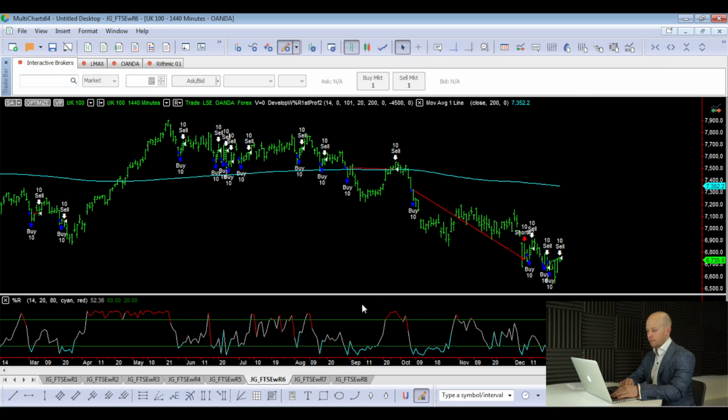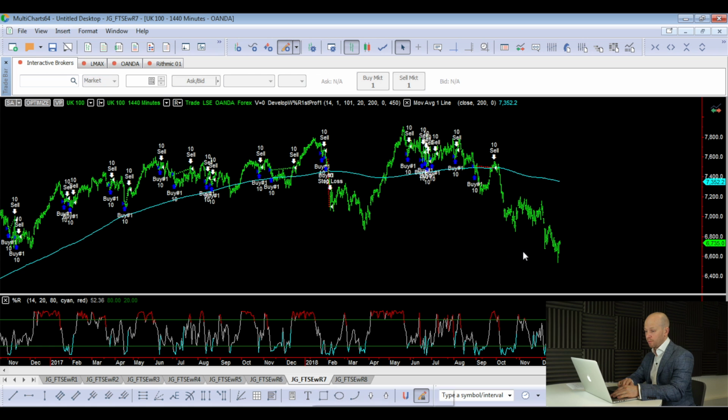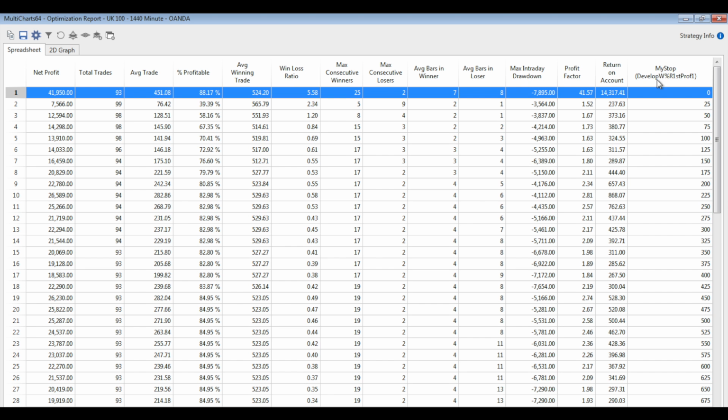Now the next thing to do is look at the stop loss, because we haven't got a stop loss at all. So let's have a look at using just a fixed pip stop loss, and we run an optimization. You can see on the right here, my stop is 0, is no stop loss. We've got this net profit of 41,000. We're still using that 200 period moving average as the filter. We're not using the reverse trigger here. Average trades are decent, 451.